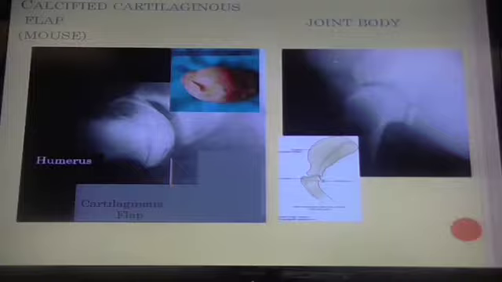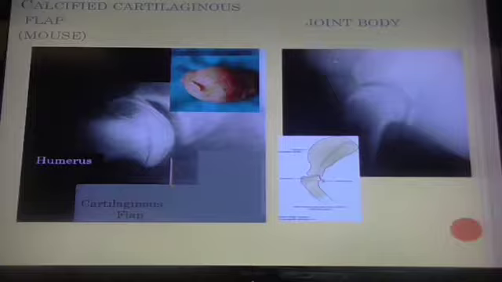Here is a cartilaginous flap. Everybody see that radiopaque linear opacity adjacent to the humeral head? Okay, that's the flap. Which means then the synovium just kind of gets right under the flap and then causes it to calcify on the outside. When a piece of desiccated bone then falls in the cul-de-sac, which is in that little pouch caudally, then it's referred to as a joint body.